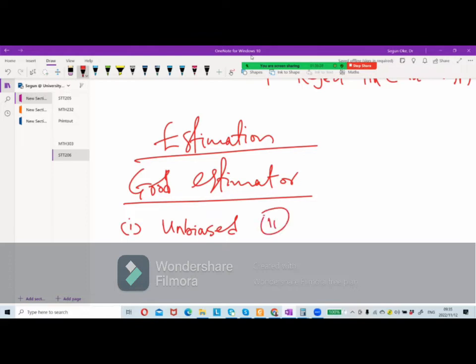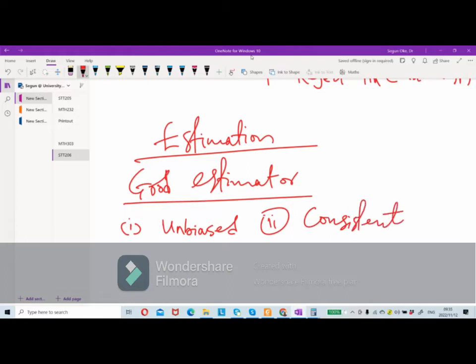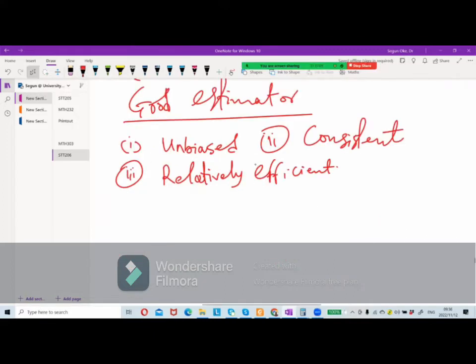2, is consistent. The 3, is relatively efficient. When they said unbiased, what do we mean by unbiased? Let's look at it.